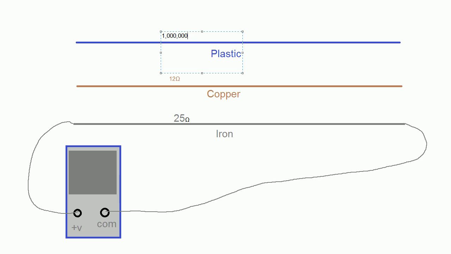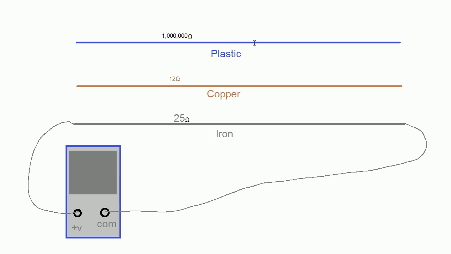So the plastic would be somewhere around, who knows? Let's call it 1,000,000 ohms, though. I really couldn't even venture a guess at what an equivalent size of plastic would be. And so, oh, I forgot my ohm symbol there. That was the whole point.